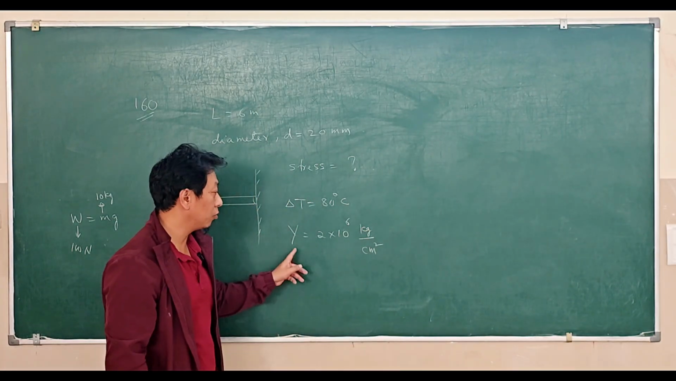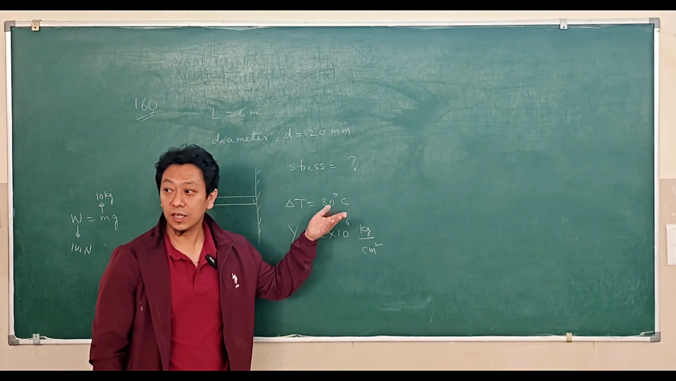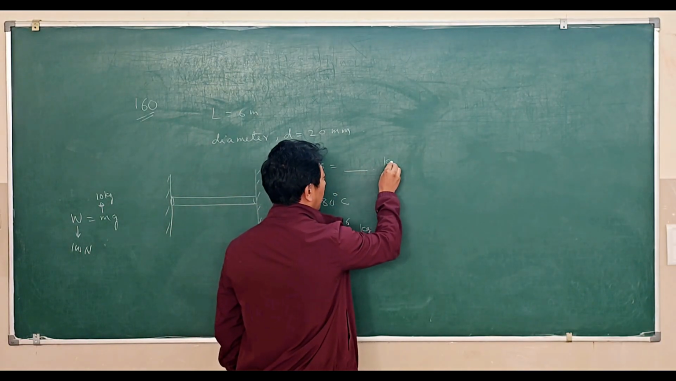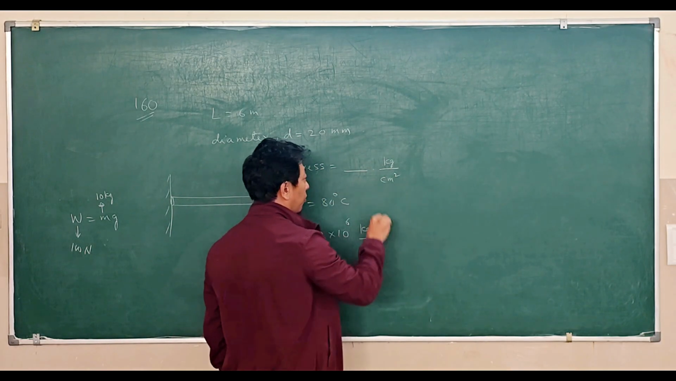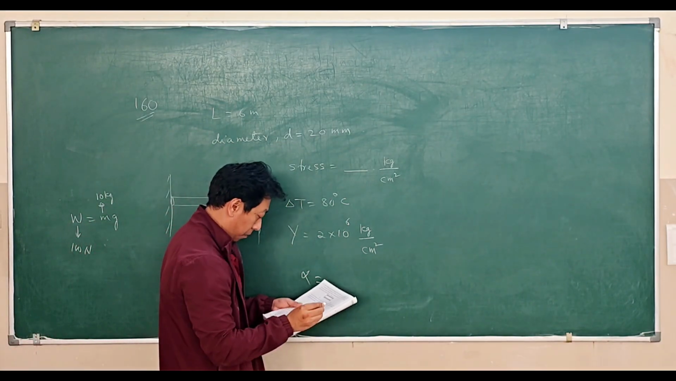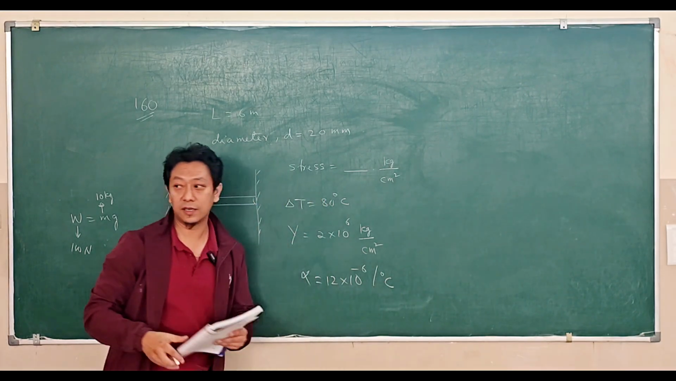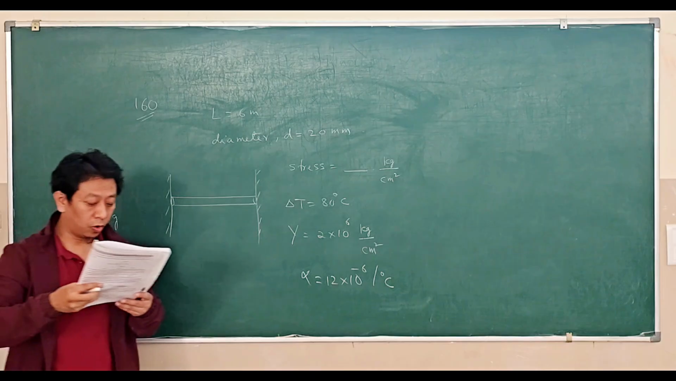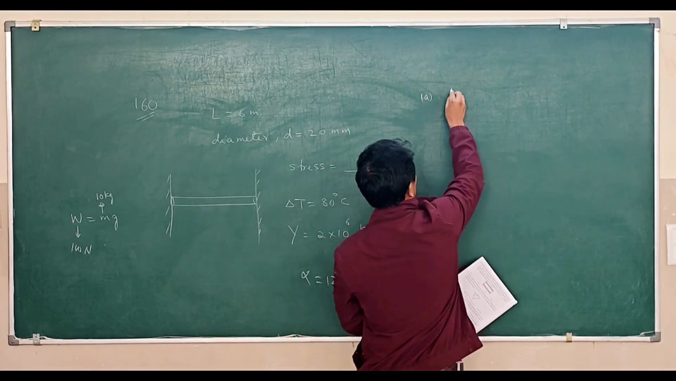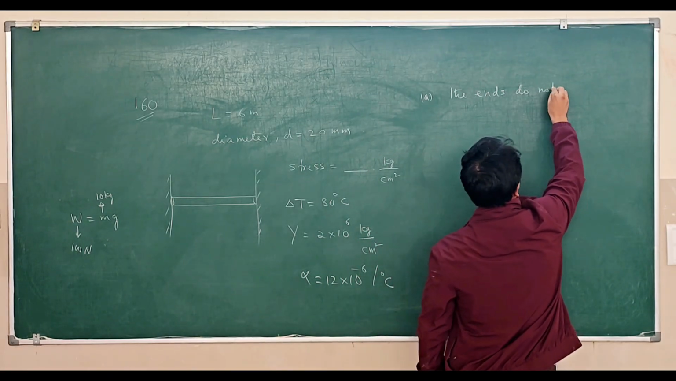Now I know the unit of Young's modulus is Newton per centimeter square, but here they have given it in kg per centimeter square. That means the stress answer will also come in kg per centimeter square. And alpha is given as 12 into 10 power minus 6 per degree Celsius. There are two cases. In the first case, the ends do not yield.